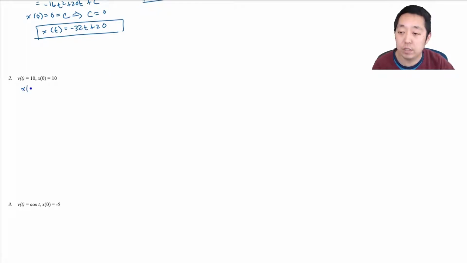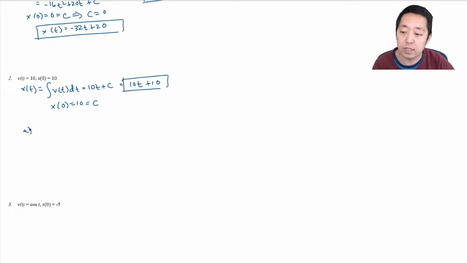So do the same thing. Find x of t, the antiderivative of v of t dt, and that's 10t plus c. Okay, because x of 0 is equal to 10. When I plug in 0 to here, I get that's just c. So c is 10, so that's equal to 10t plus 10.